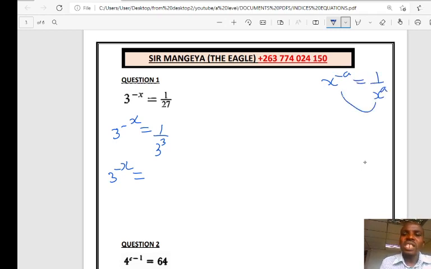You are trying to bring this number up here, you just give the power a negative, minus sign. So it's 3 to the power minus 3. Then same base, same powers, minus x is equal to minus 3. Divide by minus 1 on both sides. You get x is equal to 3.